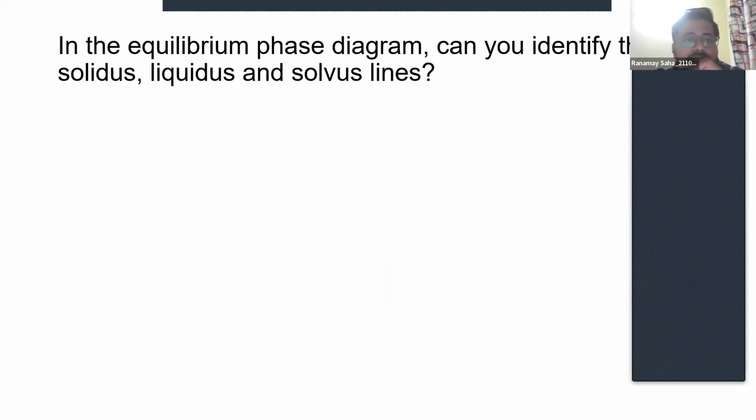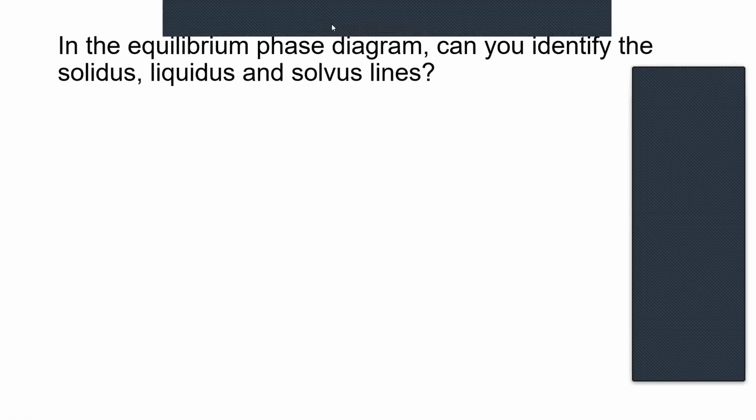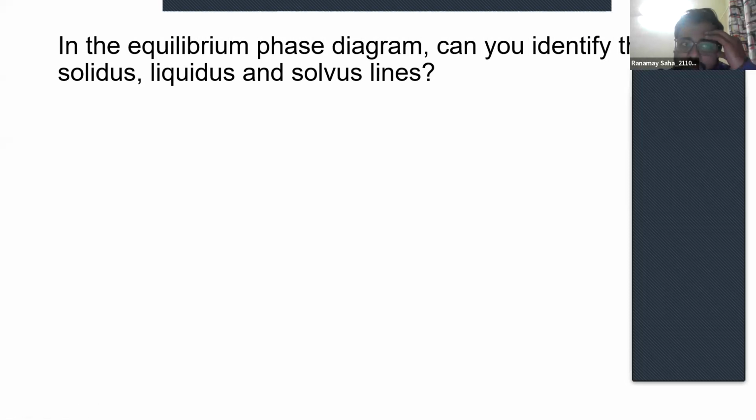So this question says, in the equilibrium phase diagram, can you identify solidus, liquidus, and solvus lines? Phase diagram has been taught to you, right? Yes, sir. Can you identify these lines? Do you know what solidus, liquidus, and solvus lines mean? No picture is visible, only the text can be seen. No, I am asking you if you know solidus, liquidus, and solvus lines. Can you define them? After that, I will show you the diagram.